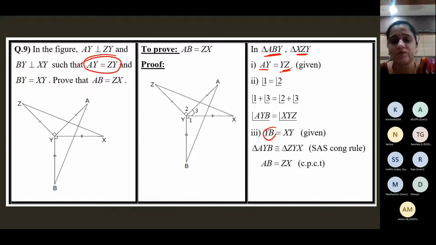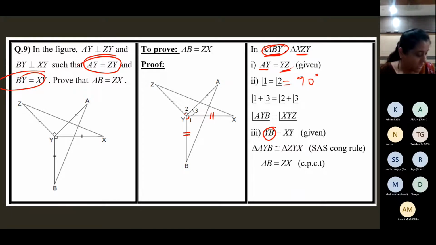Similarly, YB of the first triangle, it's marked, see here, is equal to XY of the second triangle, because it's given again. It's marked, you can see it. And then angle 1 is equal to angle 3, 90 degrees. Correct? Angle 1 is equal to angle 3, 90 degrees.